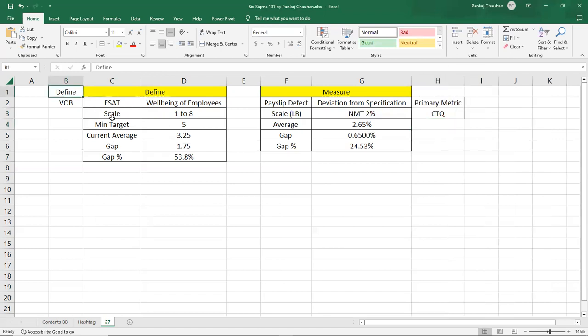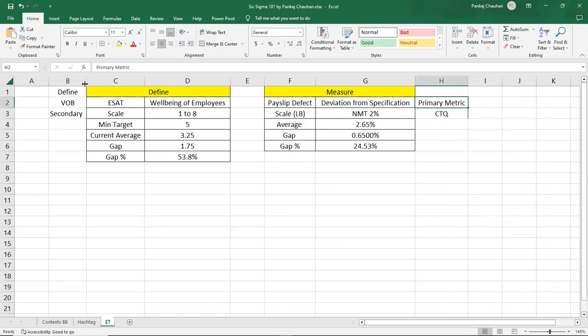While the define phase metric, what you are improving, is called a secondary metric. And your primary metric must have a direct correlation with the secondary metric. If you are trying to improve the primary metric, your secondary metric must improve. That's how we identify the CTQ.